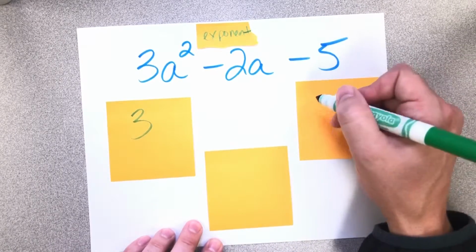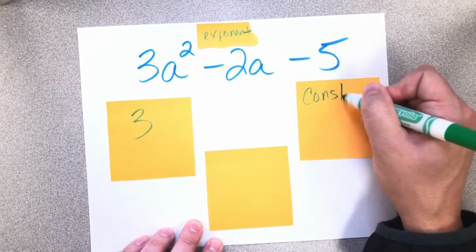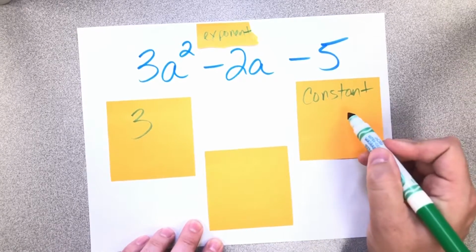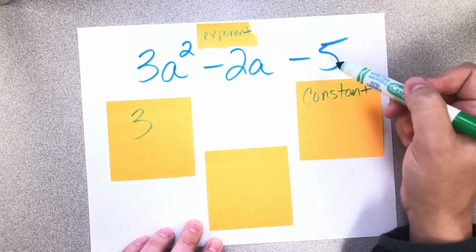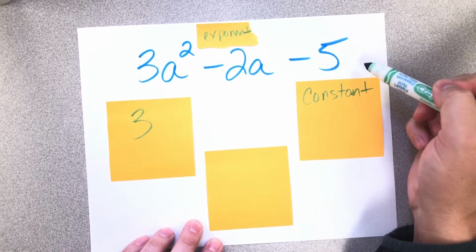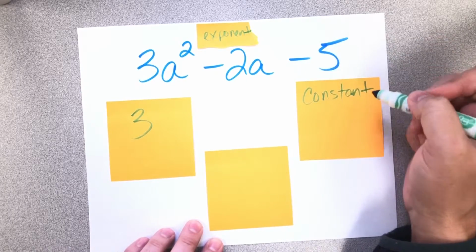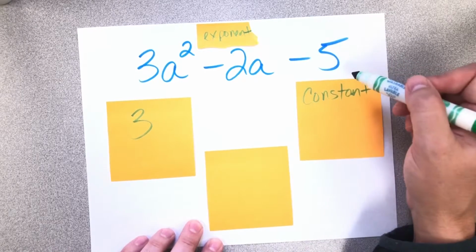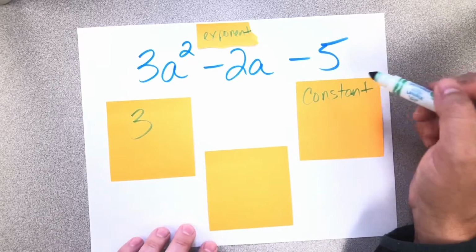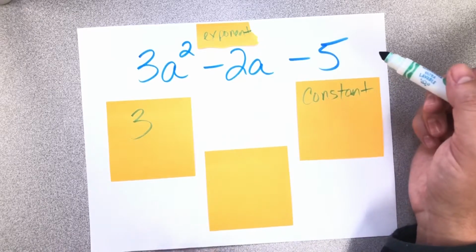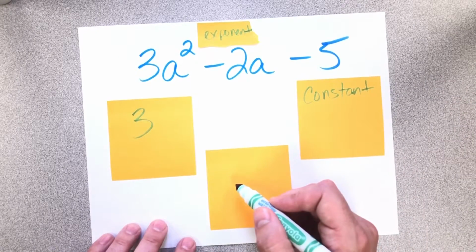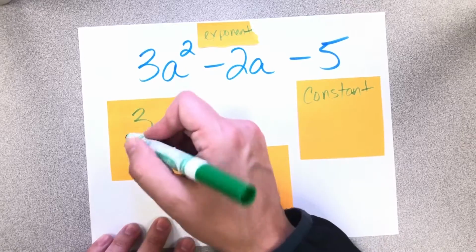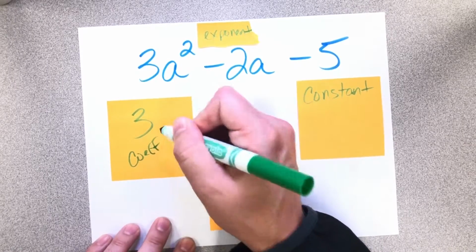Another word we haven't talked about yet is the constant. Constant usually refers to the number in an expression that does not have a variable. In this case, the -5 is our constant. It does not have a variable. It is a term. It's just not a term with a variable in it. And another question that may come up, this was the coefficient.